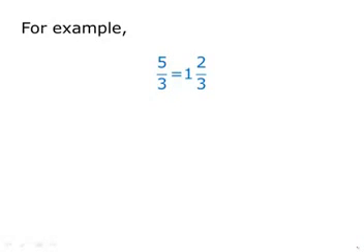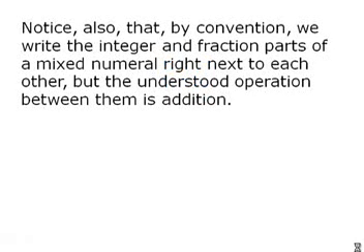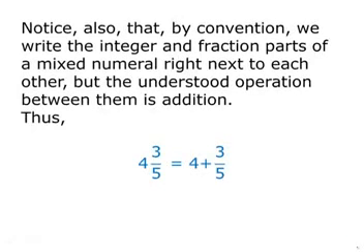5/3 is an improper fraction. 1 2/3 is the mixed numeral of the same numerical value, and that's why we can put an equal sign between them. Notice when a mixed numeral is written correctly, the fraction part is always a fraction less than 1. Any part greater than 1 is put into the integer. Also notice that by convention, we write the integer and the fraction parts of a mixed numeral right next to each other, but the understood operation between them is addition. So when we write 4 3/5, what that actually means is 4 plus 3/5.